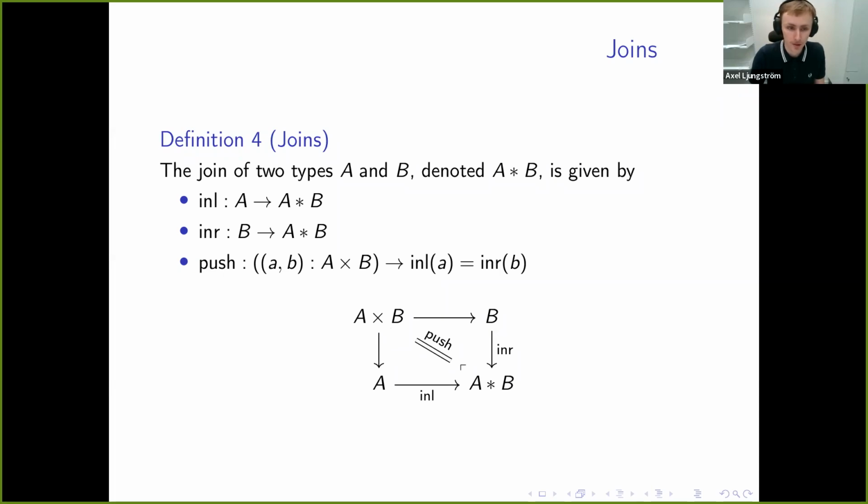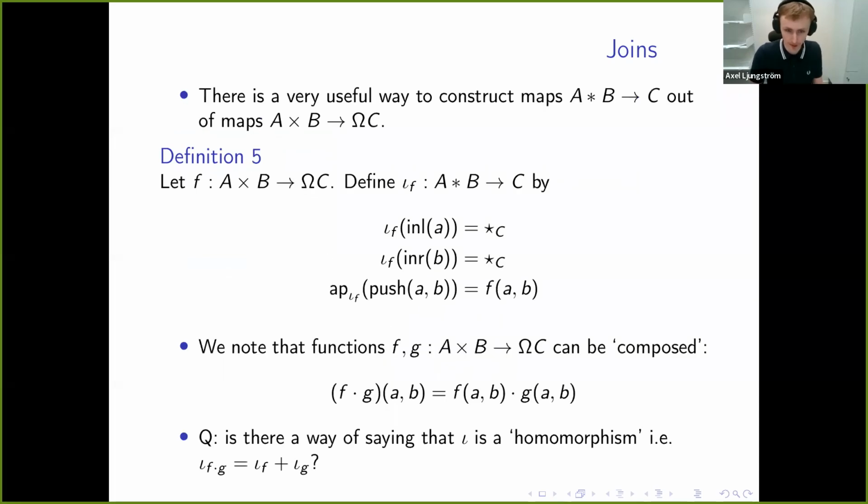Right. Joins are very central here for what I'm going to do. So I should have introduced this step by step. Sorry about that.